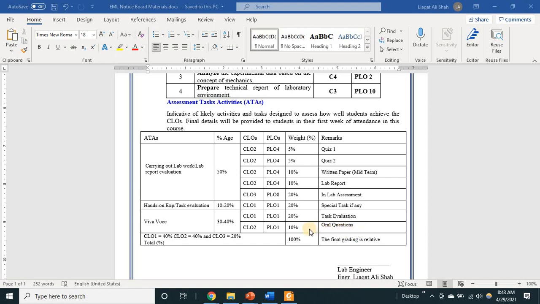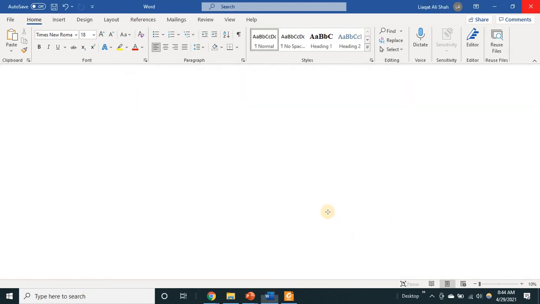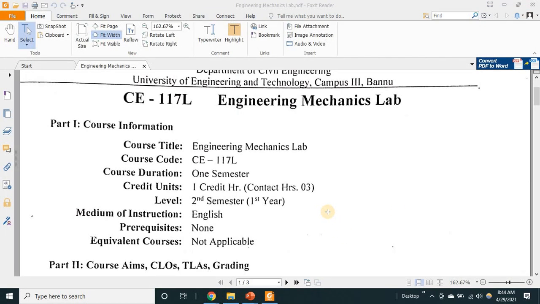Similarly, oral questions of Viva voce. In the Viva, you will be given a task and you will be asked questions that will consist of 10% marks. Alright, so that was about the evaluation criteria. I will share this document with you on the Google Classroom.